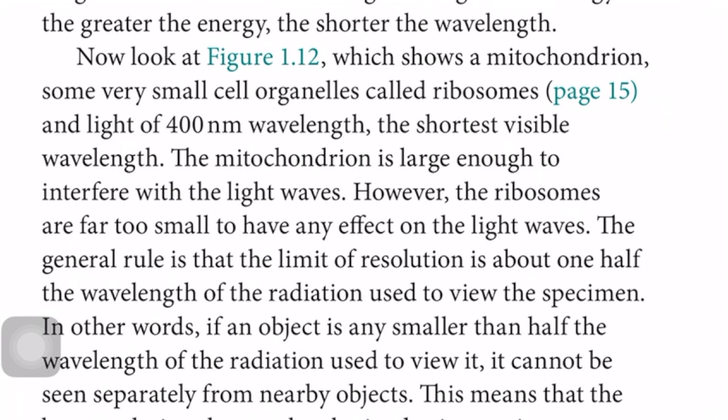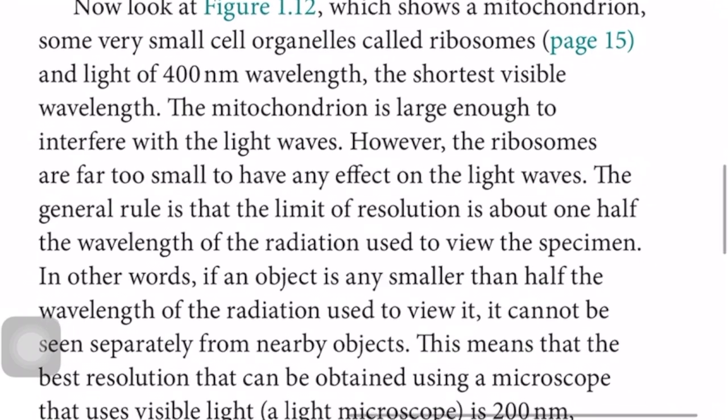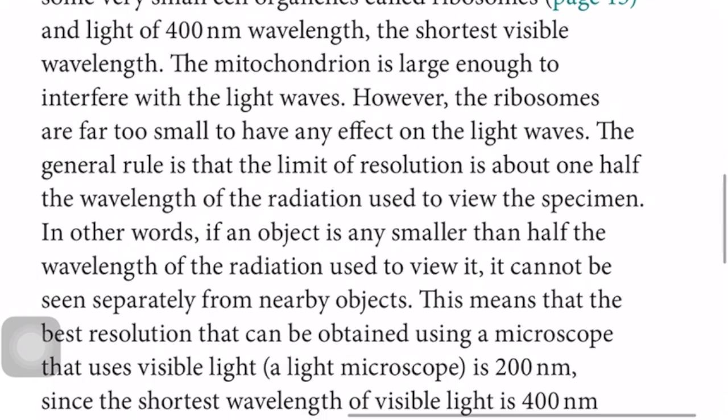Now look at figure 1.12, which shows a mitochondrion and some very small cell organelles called ribosomes, and light of 400 nanometer wavelength, the shortest visible wavelength. The mitochondrion is large enough to interfere with the light waves. However, the ribosomes are far too small to have any effect on the light waves.